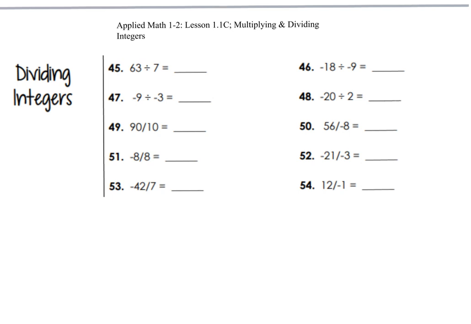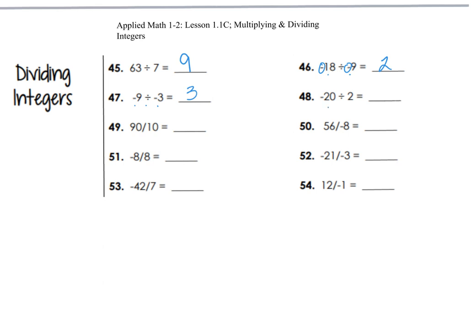So starting with 45, and again, use your calculator if you aren't comfortable using your mental math yet, which is totally fine. 63 divided by 7, so two positives will leave us with positive 9 as our answer. Number 46, we have negative 18 divided by negative 9. That's two negatives. They're going to cancel out, making it positive 2. Number 47, negative 9 divided by negative 3. Again, two negatives result in a positive solution, positive 3.